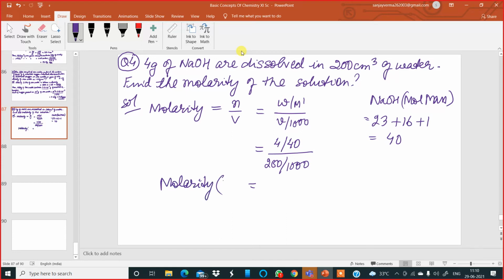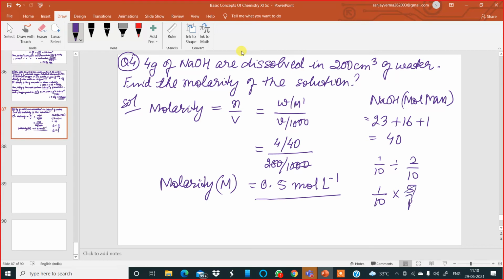the molarity of the sodium hydroxide solution, capital M, comes to how much? This is 1 by 10. This will cancel. 2 by 10, 1 by 5. So 1 by 10 divided by 1 by 5 is coming to 0.5 moles per liter. Answer. This one is 1 by 10 divided by 2 by 10. So 1 by 10 into 5 by 1, like this. 1 into 5 is a 10. So it's coming to 1 by 2. 1 by 2 means 0.5. These are all workings. So this is the answer.